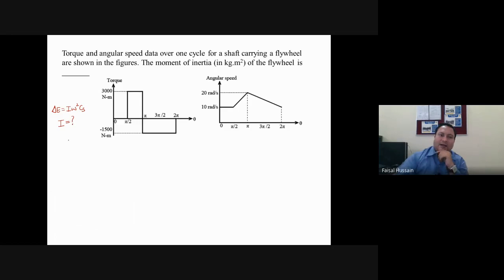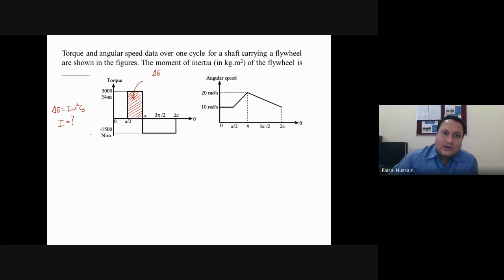अब I निकालने के लिए delta E is not given, omega is not given, CS is not given, but two diagrams are given. Instead of values they have given the diagram, so with the help of the diagram you can find. How you can find? So see, first target, how I will find delta E by using this torque and theta diagram. Delta E is the fluctuation of energy, तो यहाँ पर fluctuation हो रहा है, this is the maximum fluctuation.